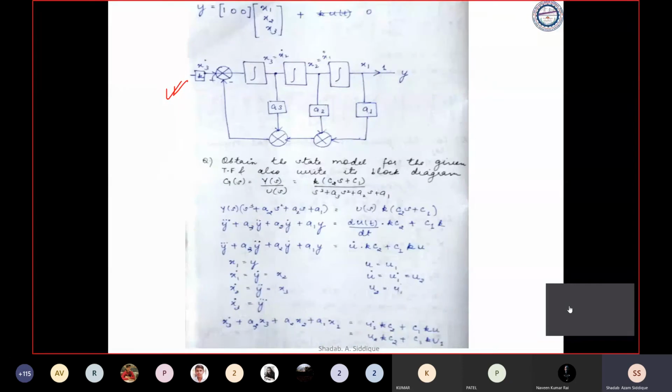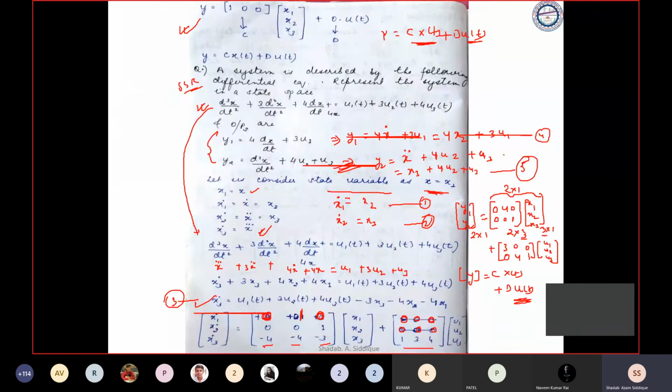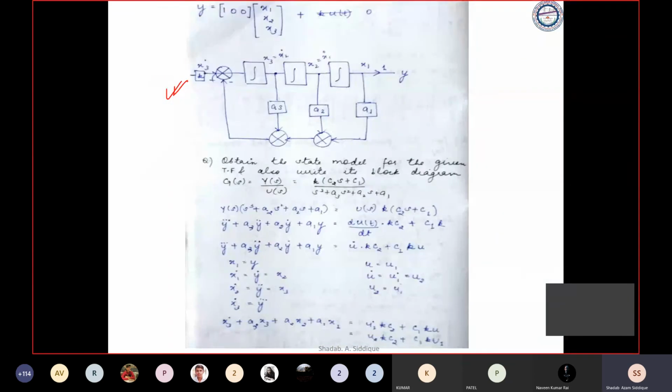So see, we have x1. Now the equation which is represented here, we will try to represent in a block diagram. X1 is equal to y, so I'll just take y as the output. See here, I am overwriting this, so you can simply see we have written y, and we have assumed that y is equal to x1.